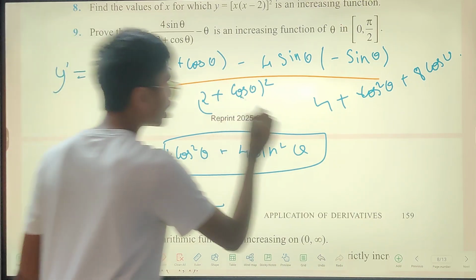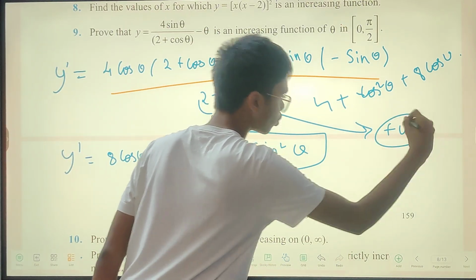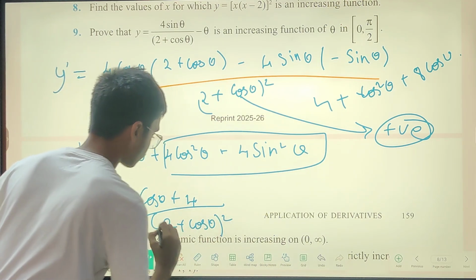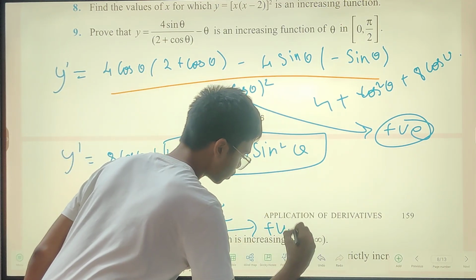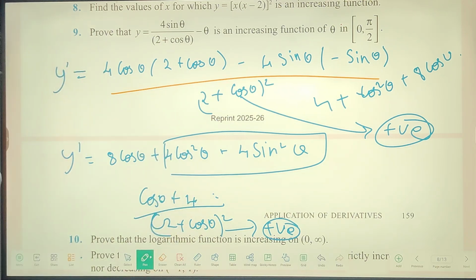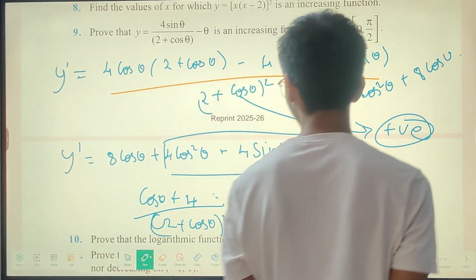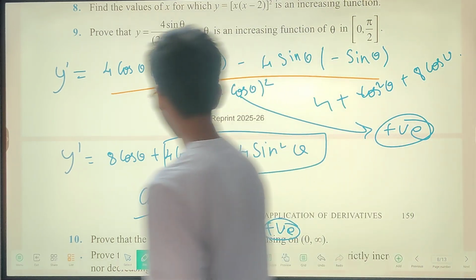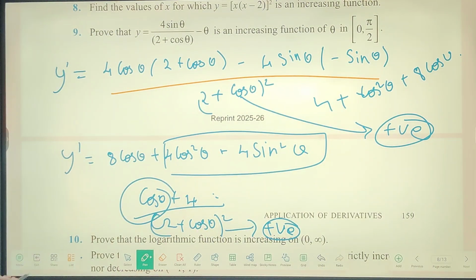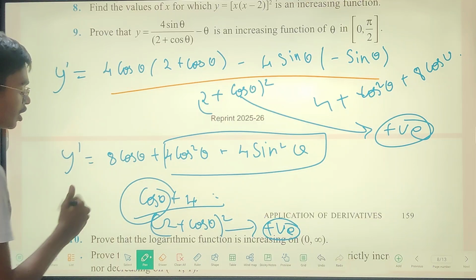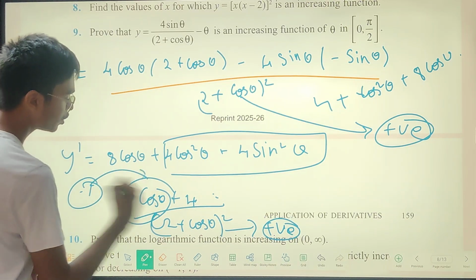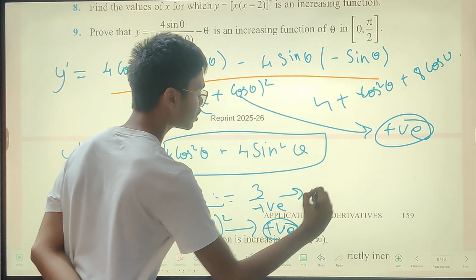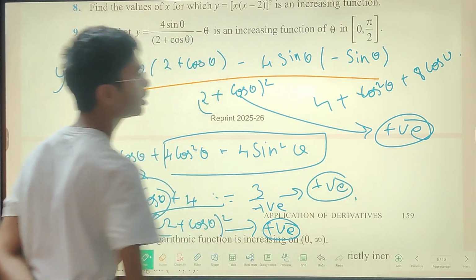So this denominator will be always positive no matter what, so we will keep it as 2 plus cos theta whole square itself. But the numerator is not like that, 4 cos theta plus 4 depends. The minimum value of cos theta is minus 1 only. Even if you put minus 1 here, it will be 3, which is positive. Okay, 3 is also positive.